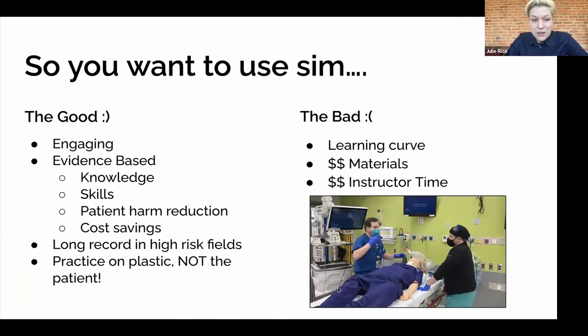So seeing pictures like this, you might think, wow, sim looks really engaging. If you look into it a little bit more, you realize there's quite a lot of evidence for simulations used in medical education.